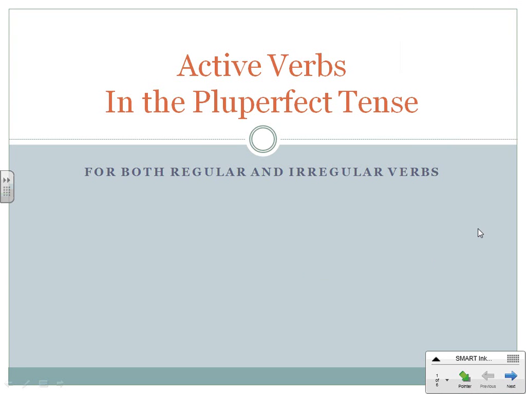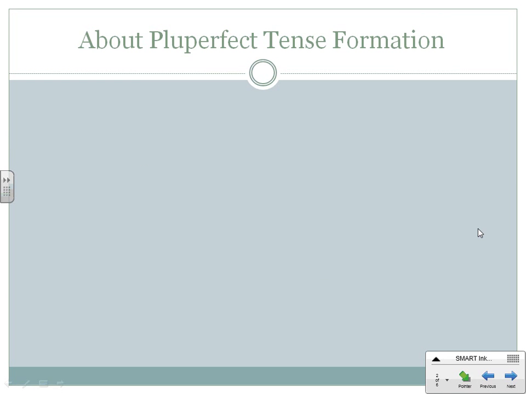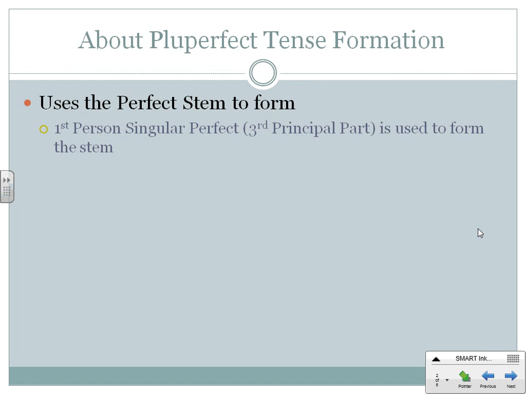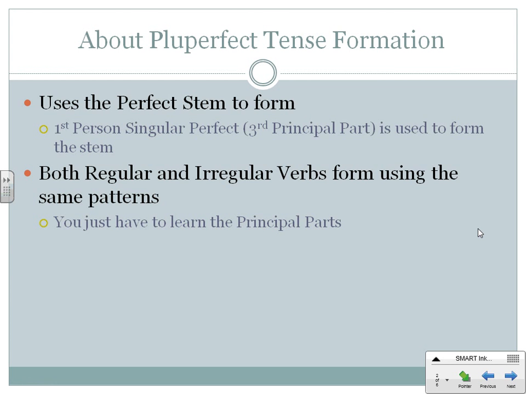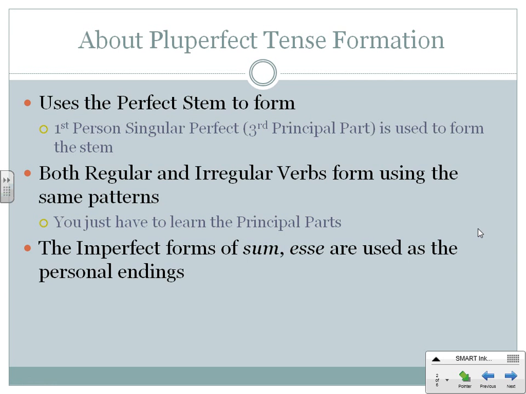Forming your pluperfect tense for both regular and irregular verbs is very easy once you learn the basic steps. First, the pluperfect tense uses your perfect stem to form, which is based off of the first person singular perfect, or third principal part of a verb. Both the regular and irregular verbs form using the same patterns, just like with your perfect tense, but you just have to learn the principal parts. With your perfect stem, it becomes imperative that you know the third principal part of any given verb.